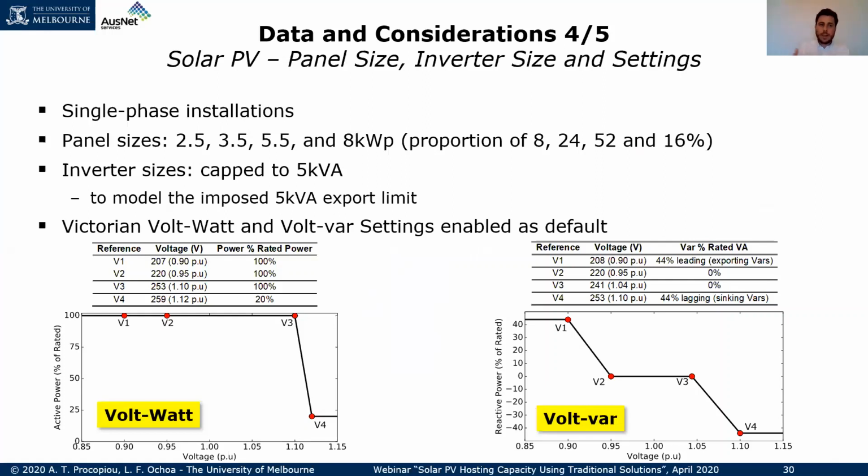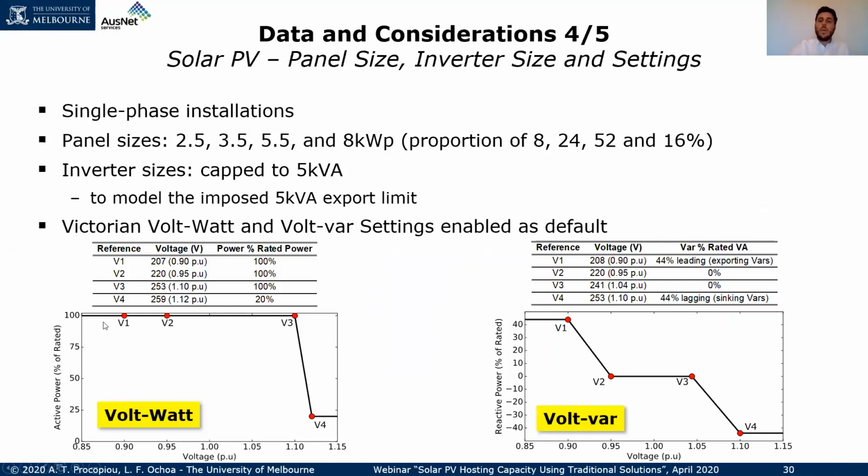And to really model that, we are assuming that we have inverter sizes that are capped to 5 kVA. To give you an example, if one customer is allocated an 8 kilowatt peak PV system, the inverter size will be 5 kVA. This means that at the corresponding peak generation, where the customer could supposedly produce 8 kilowatts of power, he will be limited to 5 kVA to model the export limits.